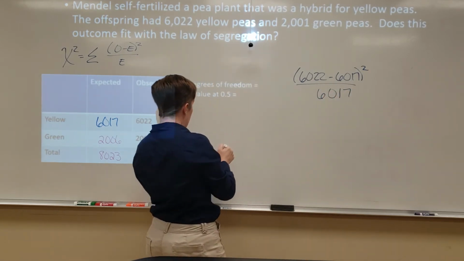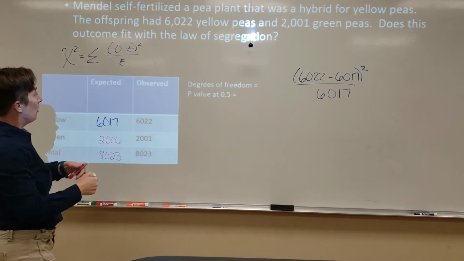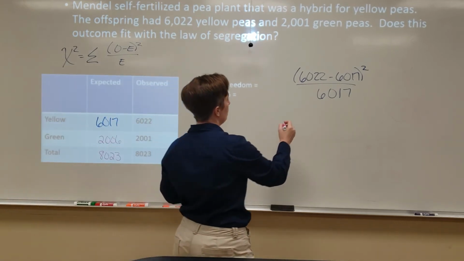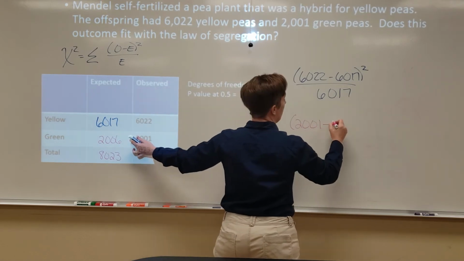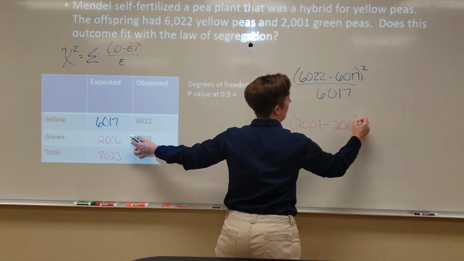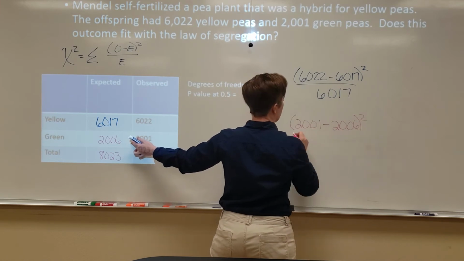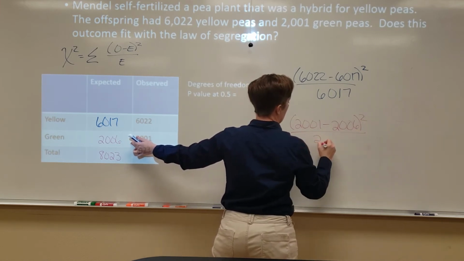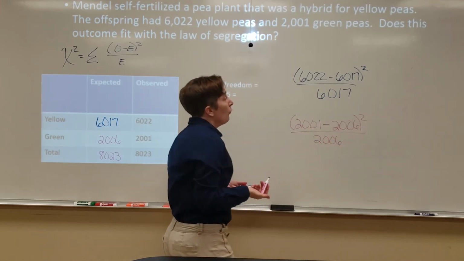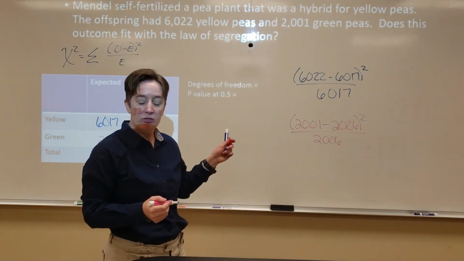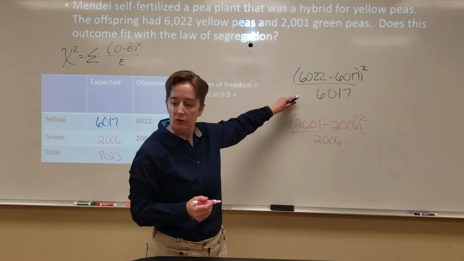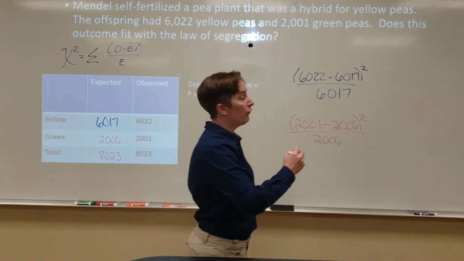Then we also have to figure that out for the green one down there. So our observed value is 2,001. We expected 2,006. We have to square that, and we have to put that over the expected of 2,006. From there, it's a matter of punching those numbers into your calculator. What the top value is going to give you is 0.00415.